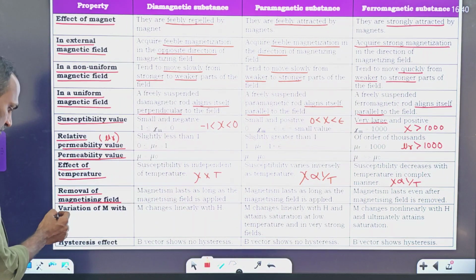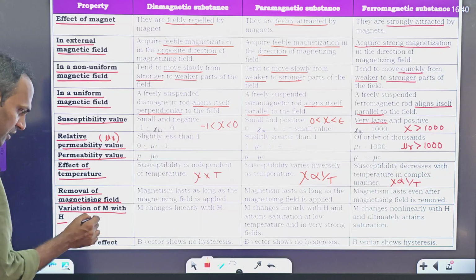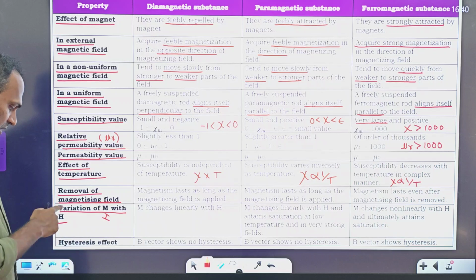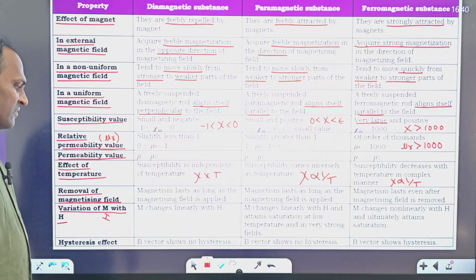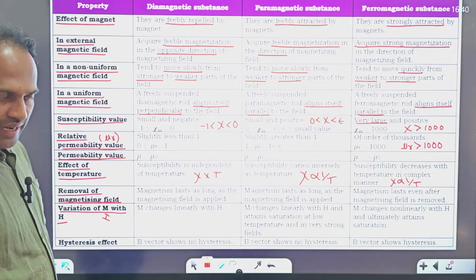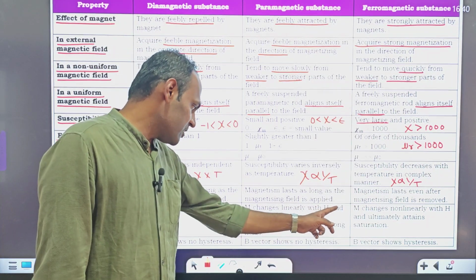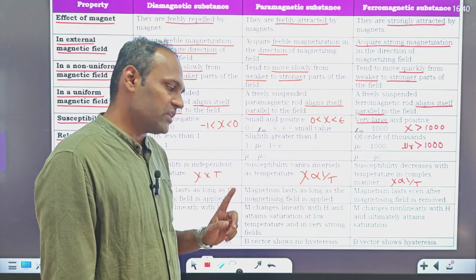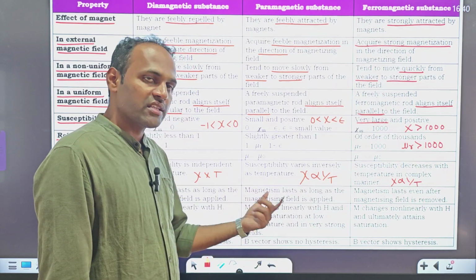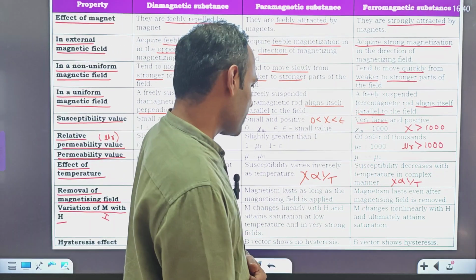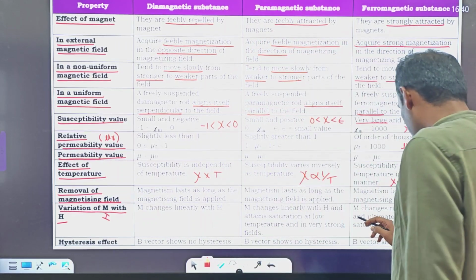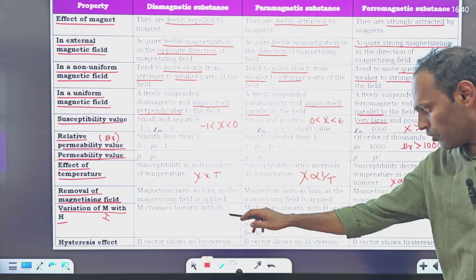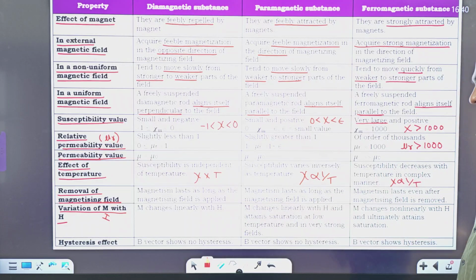Variation of M with H. M means I, intensity of magnetization. H is magnetic intensity. In diamagnetic and paramagnetic substances, M changes linearly with H, directly proportional, and attains saturation at low temperature and in very strong fields, where it becomes constant. In ferromagnetic, M changes non-linearly with H and ultimately attains saturation. In these both cases, it will change linearly. Here it will change non-linearly.